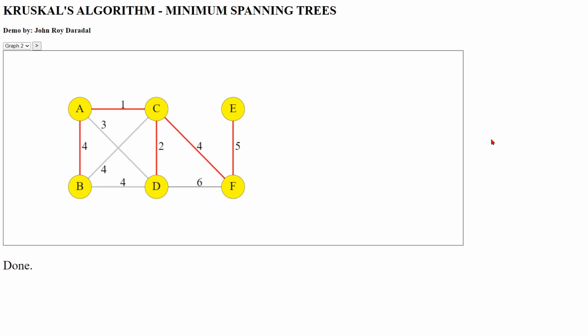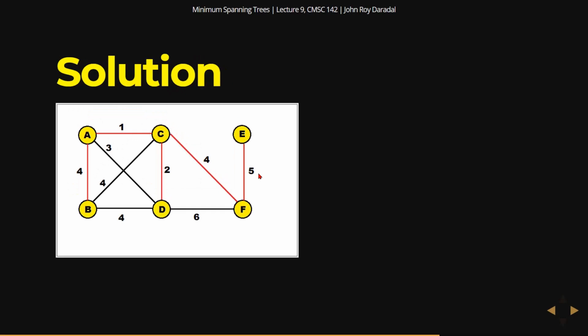And this is the same MST that we found when we used Prim's. Kruskal's arrived at the same answer, but using a different method. So it didn't start with a particular vertex. It just went through all edges in ascending order. Okay, so that's it for Kruskal's.